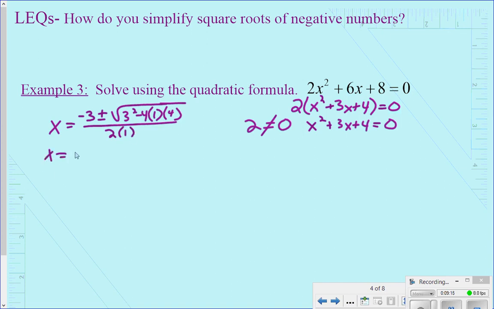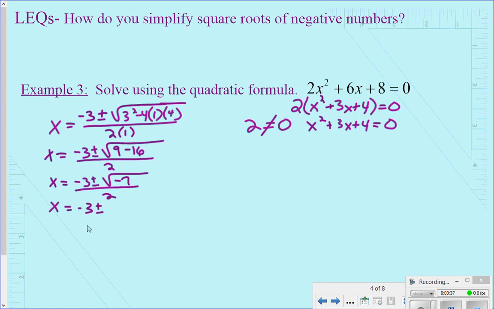So simplifying, x equals negative 3 plus or minus the square root. 3 squared is 9. Negative 4 times 1 times 4 is negative 16, and that's all over 2 times 1, which is 2. So x is equal to negative 3 plus or minus the square root of 9 minus 16, which is negative 7, and that's all over 2. So simplifying, negative 3 plus or minus, I know the square root of negative 7 simplifies to i root 7, and that's all over 2. I'm looking at the 3 and the 1, and I see no GCF except for 1, so I know I can't simplify that further.